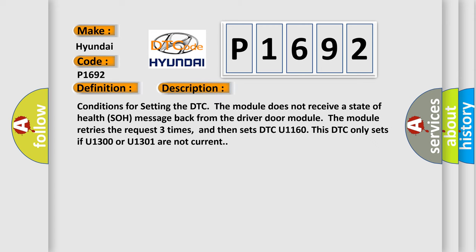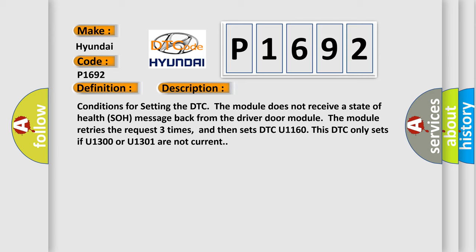Conditions for setting the DTC: the module does not receive a state of health SOH message back from the driver door module. The module retries the request 3 times, and then sets DTC U1160. This DTC only sets if U1300 or U1301 are not current.